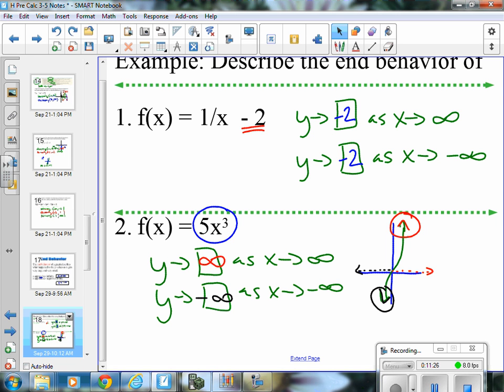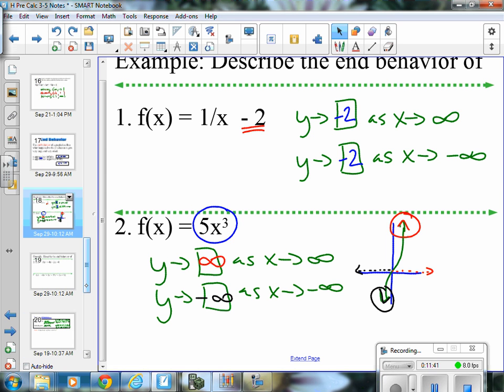The ends always go in the opposite direction, right? So if I had x to the 5th, it would do the same thing. X to the 7th, same thing. So odd powers, the ends always go in opposite directions. So positive infinity and -infinity for those y's. All right, so that highest degree term, super important.